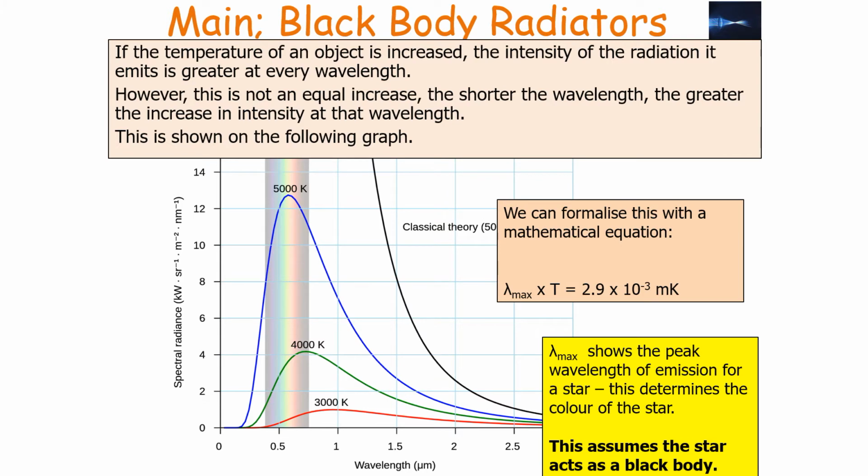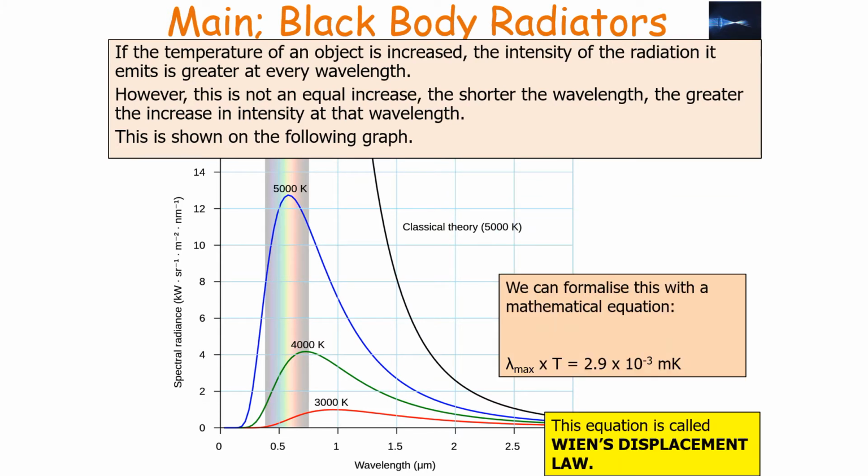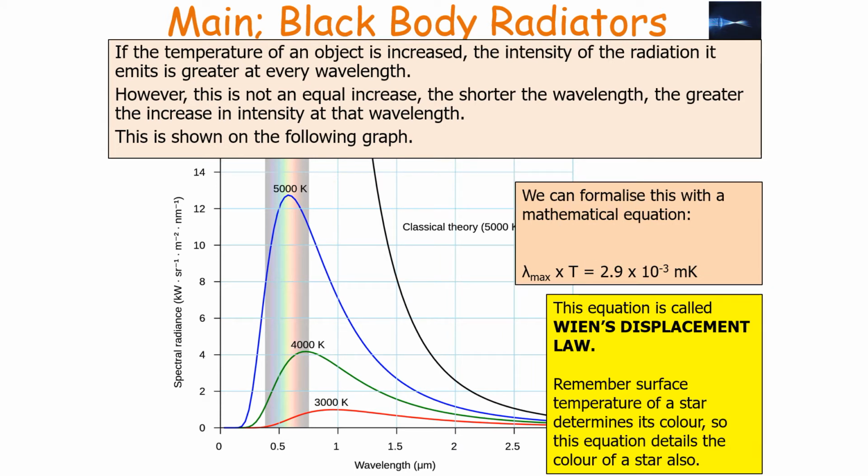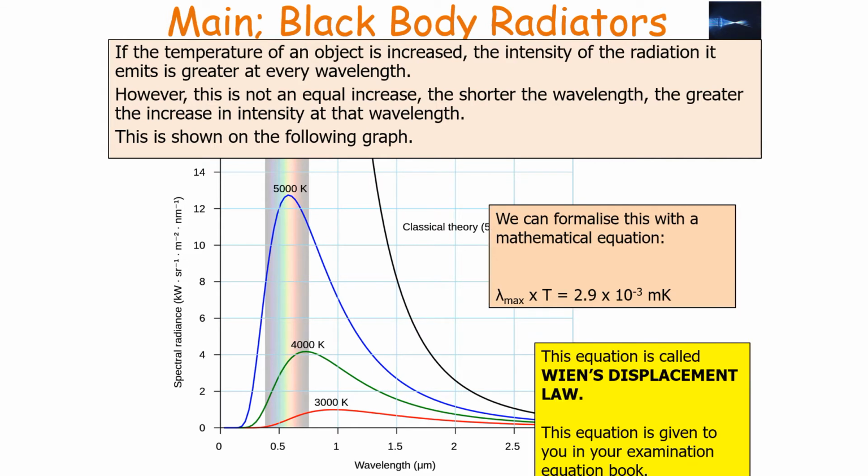Now this particular equation indicates that we assume the star is a black body, and this is called the Wien displacement law. This law links the black body temperature with the peak wavelength of emission. Remember, the surface temperature of a star determines its colour, so this equation details the colour of a star also, and it is given to you in your examination equation book.